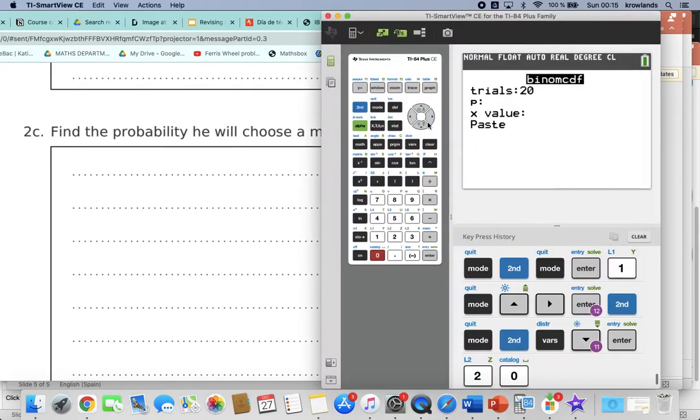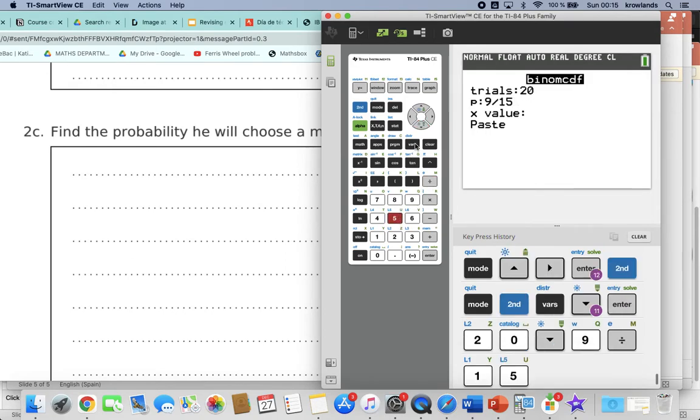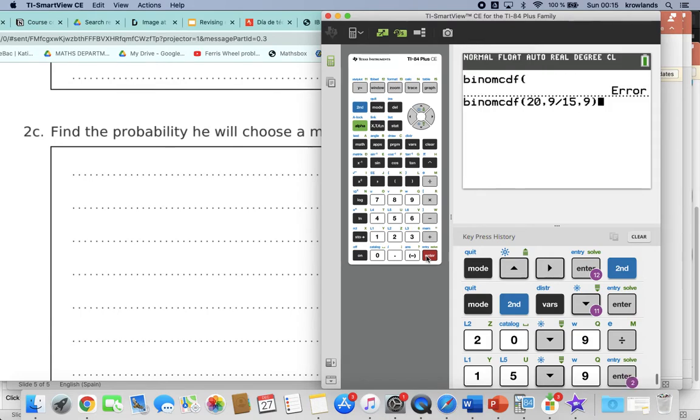Male student, this is different. This is a common error. People forget to change this number here. It's going to be 9 out of 15. The X value is going to be 9. We're going to expect quite a high probability because we've got lots of options: 0, 1, 2, 3, 4, 5, 6, all the way up to 9 students.